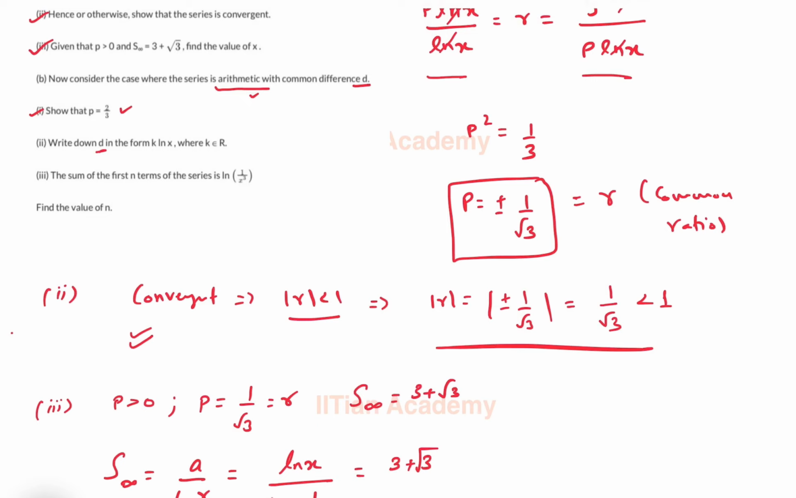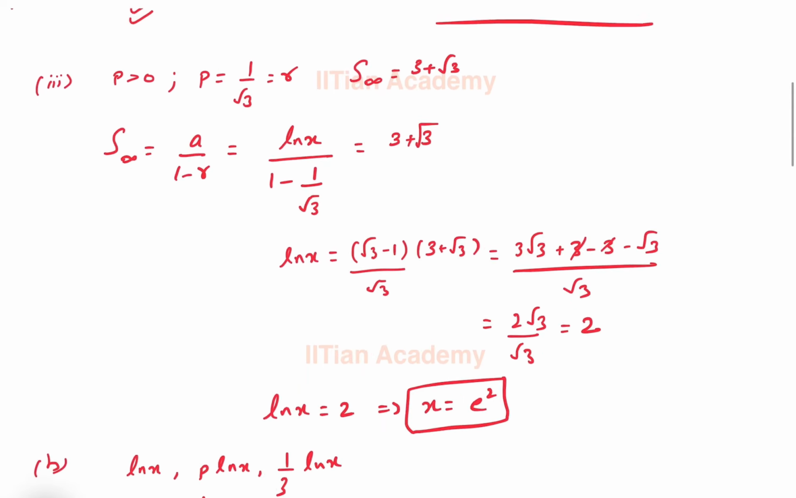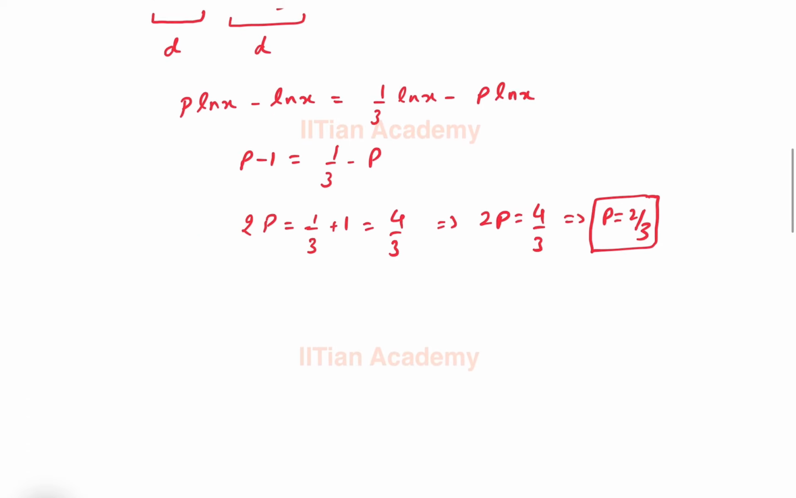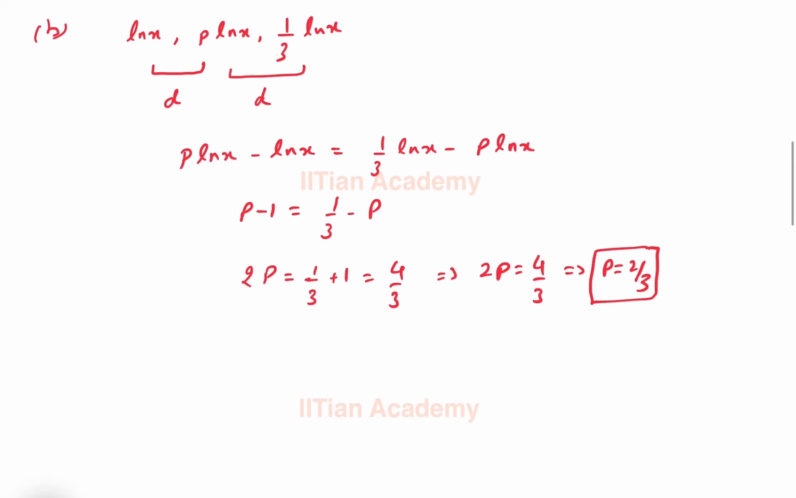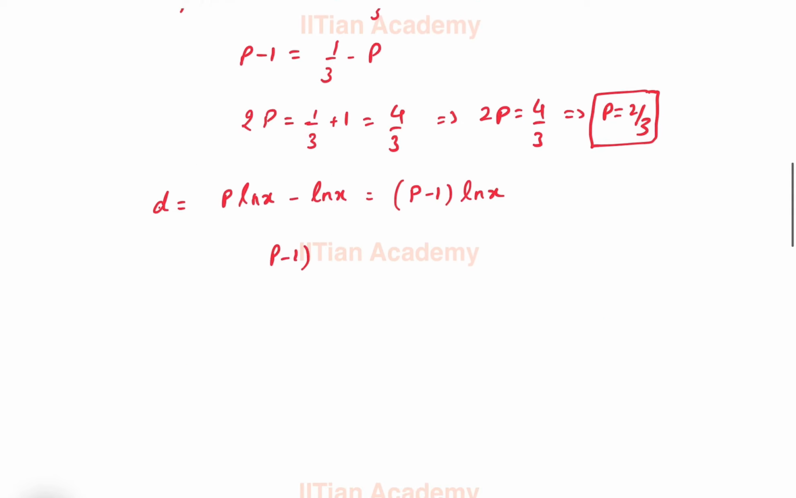Now in this second part, write down d in the form of k natural log of x. So we have to write down d in the form of natural log of x. So what is p? We know that the common difference d is p natural log of x minus natural log of x. So we get p minus 1 into natural log of x.